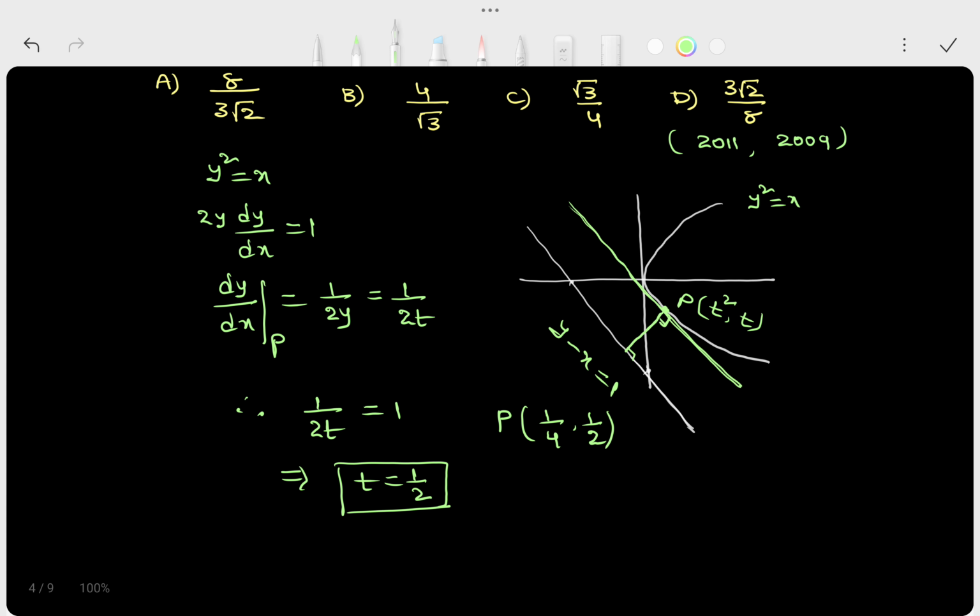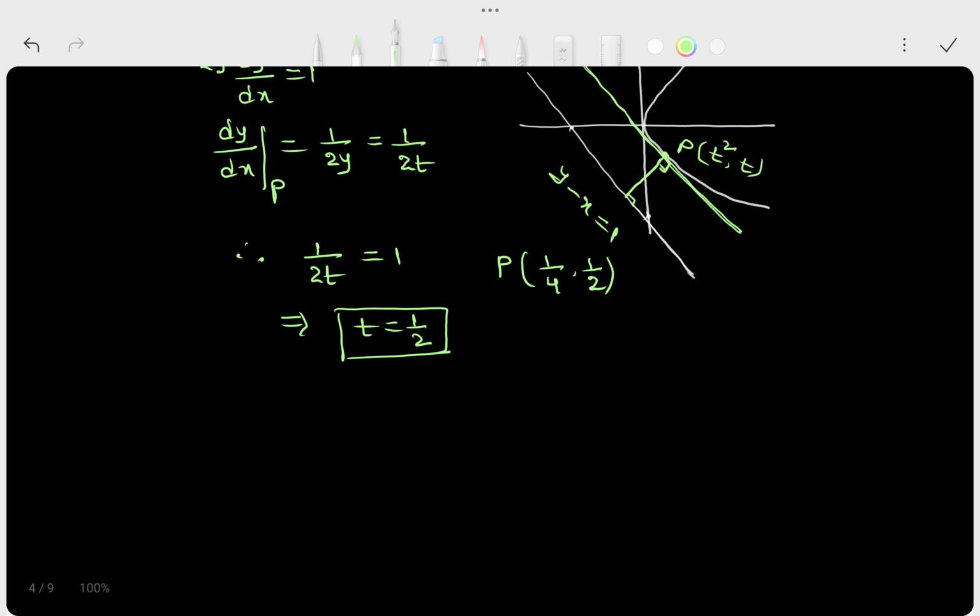All of you understand now, the same concept we already discussed in the previous two questions. Here, what is the meaning of P? This is the point on the curve which is closest to the line y minus x is equal to 1. But in this question, we have to find the shortest distance, closest distance or minimum distance between the line and the curve. So the shortest distance will be nothing but the length of the common normal.